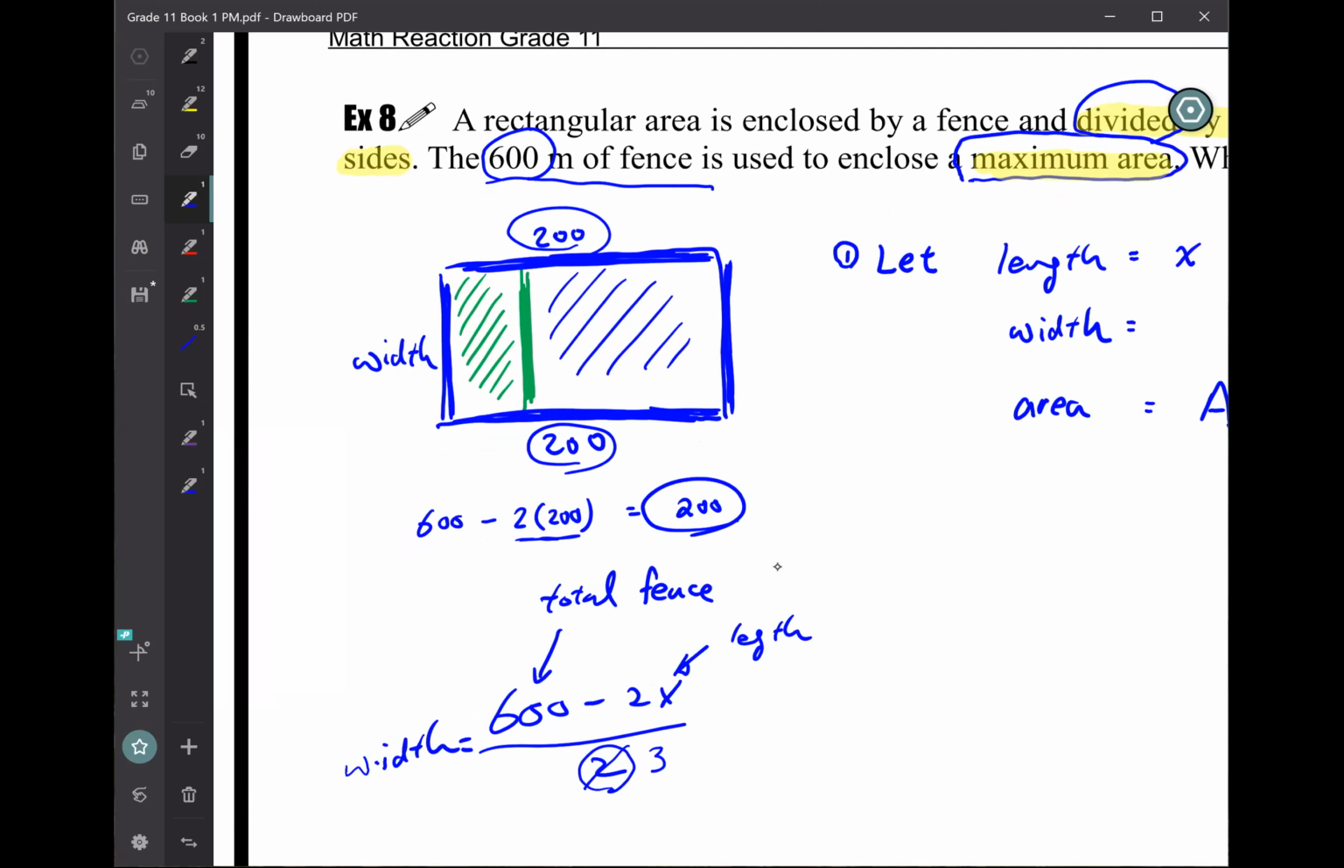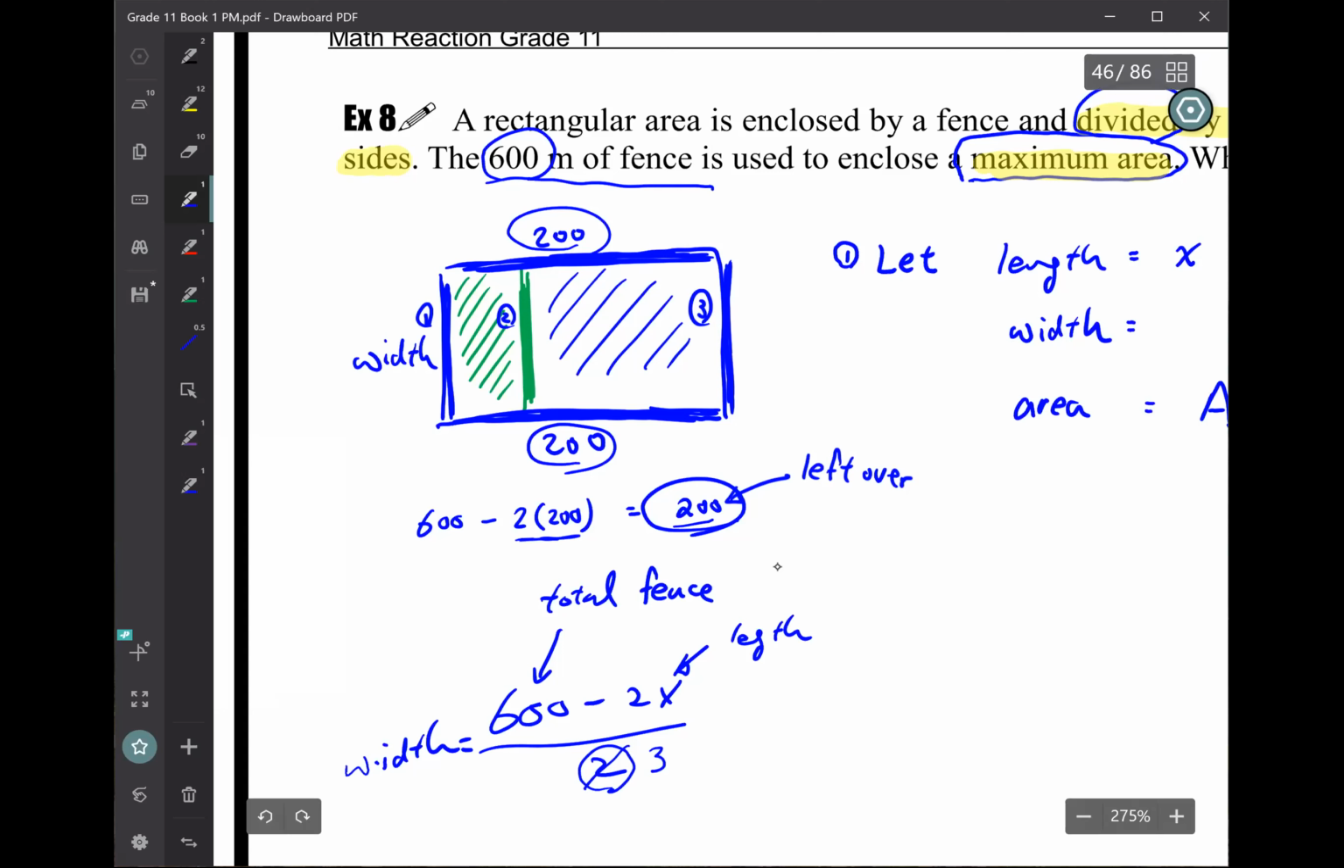So we subtract the leftover. These are the leftover, right? For you to make the width. So if you look at the picture, how many lines are the same as the width? 3. Yeah, there are 3 of them, right? So 1, 2, 3. So you want to split the 200 into 3 equal parts. You want to cut it. Make sense?